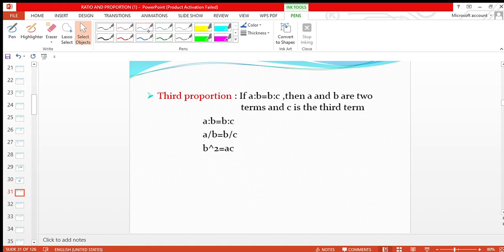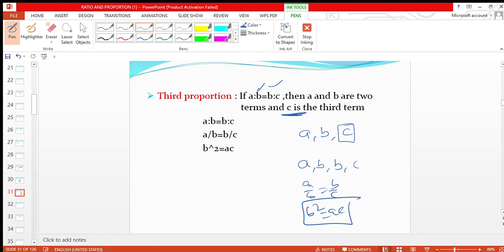Third proportion. If A is to B is equal to B is to C, then A and B are two terms and C is the third term. A, B, C. The third term, let it be C. Now you just write A comma B, B comma C. So A by B is equal to B by C. B square is equal to AC.